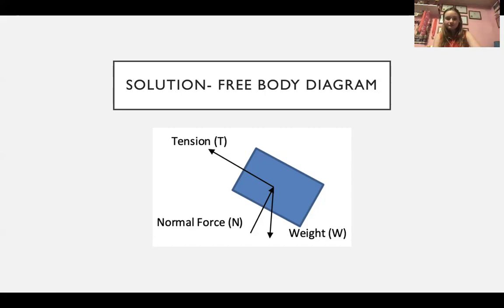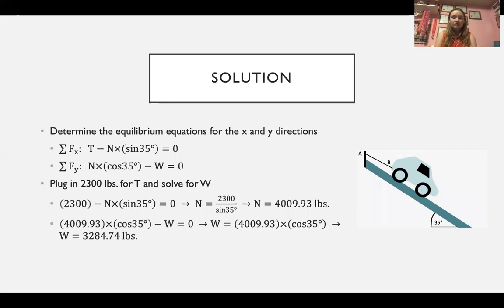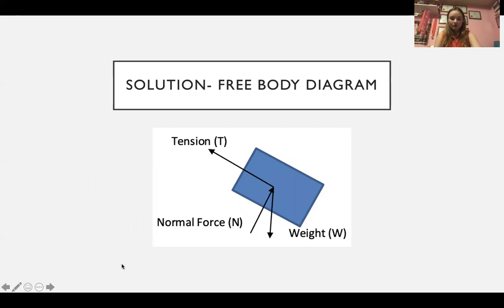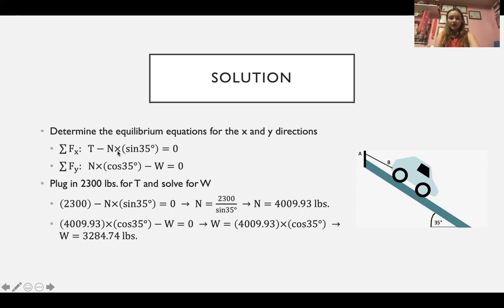For the solution, determine the equilibrium equations for the x and y directions. For the x direction, you will take the tension of the A and B cable cord minus the normal force. The normal force again is what the ramp is pushing up on. In order to solve for weight, we're going to have to solve for that normal force first, but I'll talk us through the equations first.